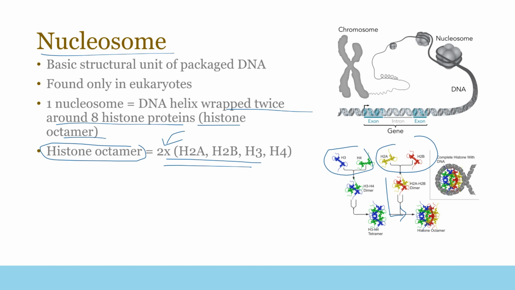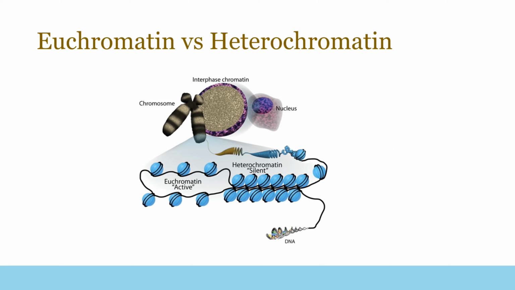Importantly, you should know the difference between euchromatin and heterochromatin. Euchromatin is active, whereas heterochromatin is silent. What we mean by this is that euchromatin is accessible to transcription machinery. Heterochromatin, on the other hand, is inaccessible to transcription machinery.